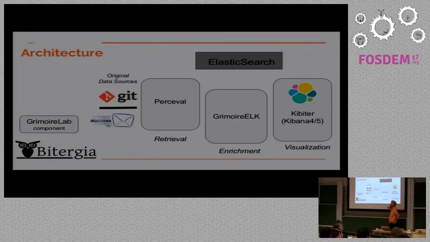Then we have Grimoire Elk. Grimoire Elk takes those raw indexes with all the information and produces indices specific for Kibana. Basically, those are summaries of the activity, and in those cases, we try to produce the information that we want to represent in Kibana. Again, Grimoire Elk is storing the new index in Elasticsearch, and in the end, we have a soft fork of Kibana, which we call Kibiter, which basically gets information from Elasticsearch and produces what you saw in the first part of the talk.